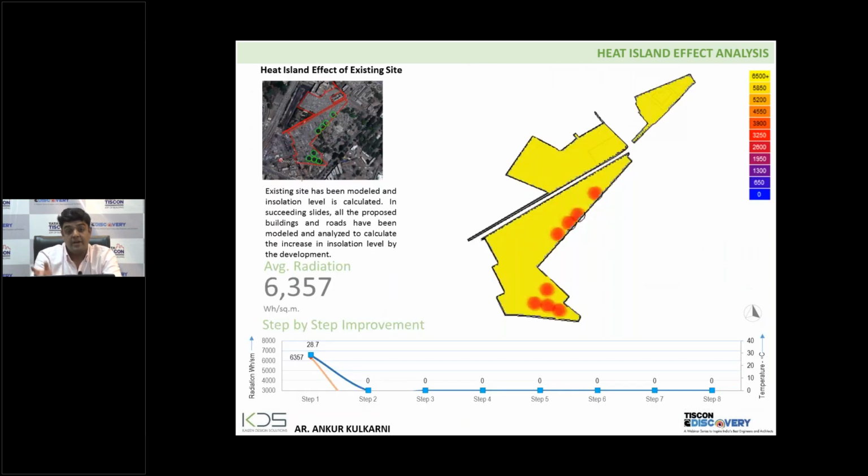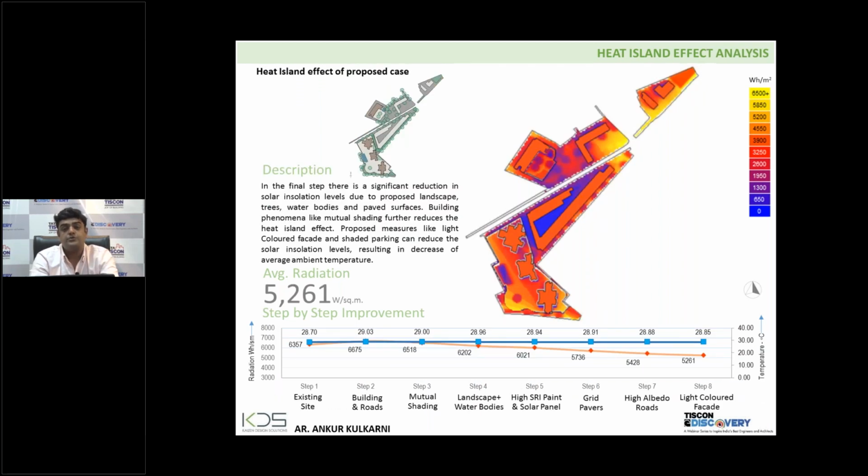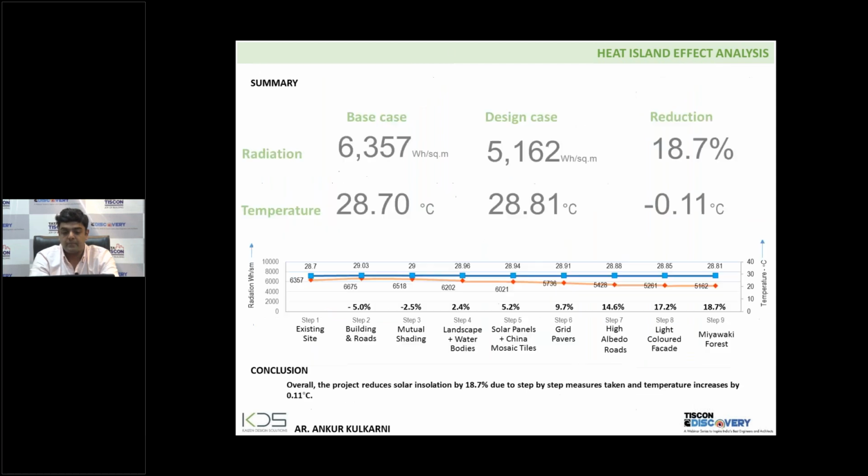And at the end, since this was an SRA project, if we study the previous condition, it was almost 6300 watt hours per square meter of incident radiation. And after all these studies, it dropped down to almost 5,000. So the overall reduction was almost 18%. 18.7% was the reduction in the incident radiation, and the temperature drop was around 0.1 degrees Celsius.